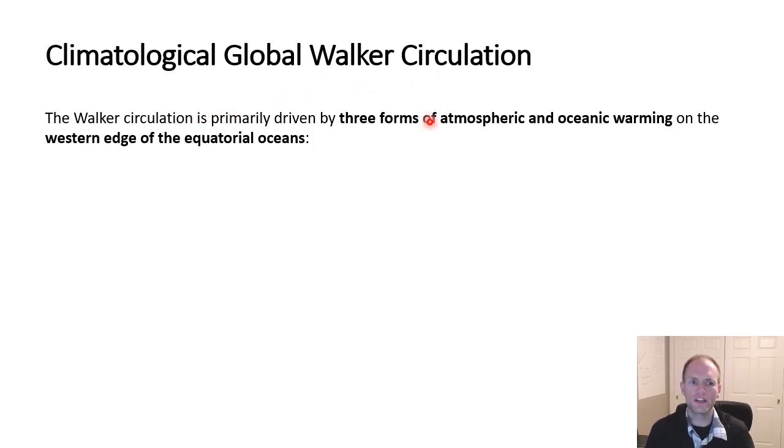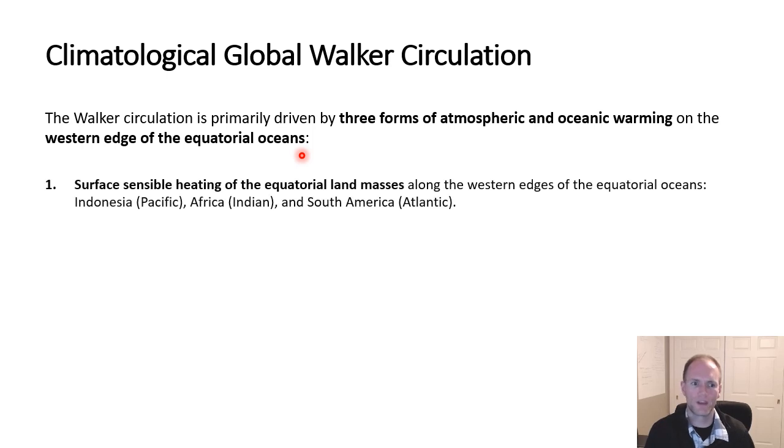So the Walker circulation is primarily driven by three forms of atmospheric and oceanic warming. I'm using the term warming here rather than the more generic heating because it is local warming, diabatic warming, that gives rise to the Walker circulation's ascending branch. And this is preferentially found again on the western edge of the equatorial oceans. The first mode is surface sensible heating of the equatorial land masses that are present there in the western portions of the oceans. Indonesia, or the maritime continent more generally, in the Pacific Ocean, Africa in the Indian Ocean, and South America in the Atlantic Ocean.